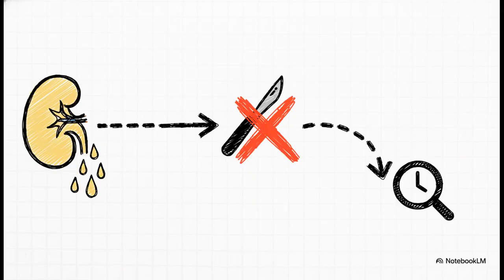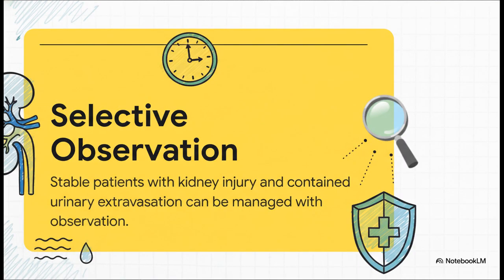Now, you might be thinking, wait, a urine leak? Doesn't that automatically mean a trip to the OR? Well, not always. There's a really important exception here, a bit of nuance you need to know. And this is what we call selective observation. It's another one of those key clinical principles.